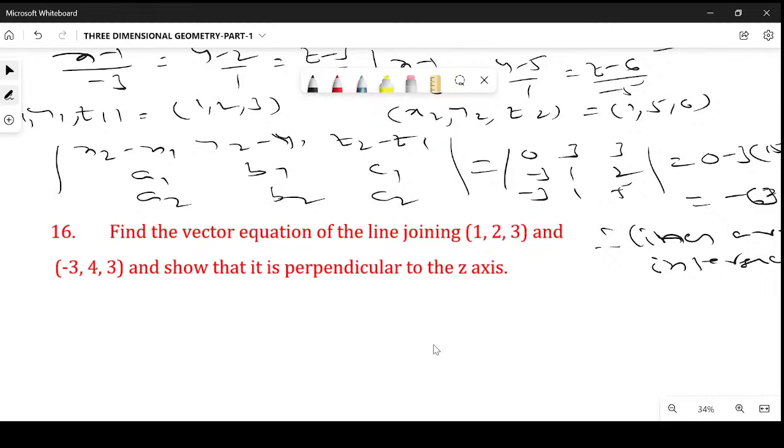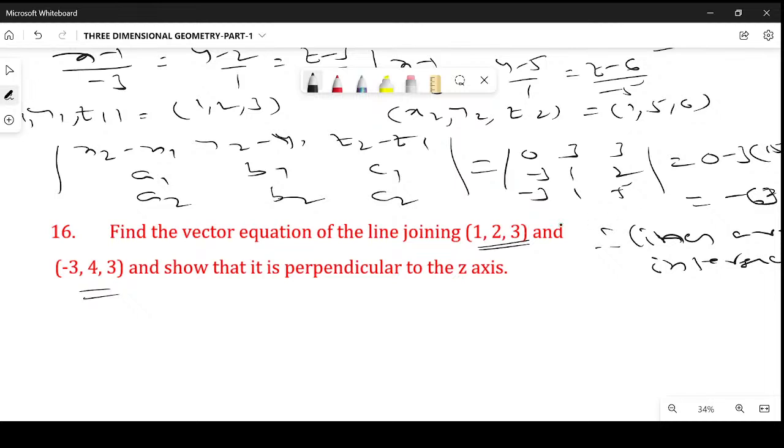Question number 16: Find the vector equation of the line joining (1, 2, 3) and (-3, 4, 3) and show that it is perpendicular to the z-axis. The line is passing through the points (1, 2, 3) and (-3, 4, 3). That means this is one point and this is another point. We need to show it is perpendicular to the z-axis.